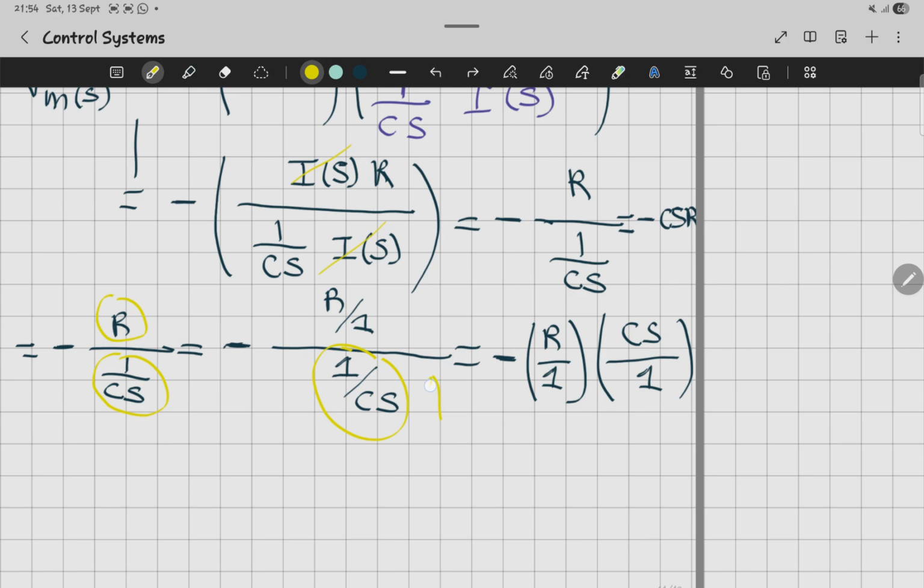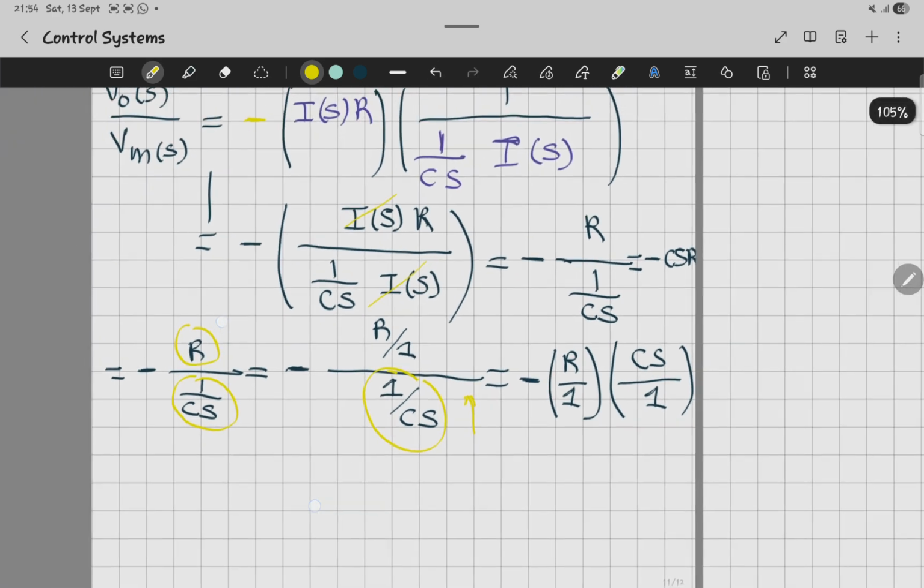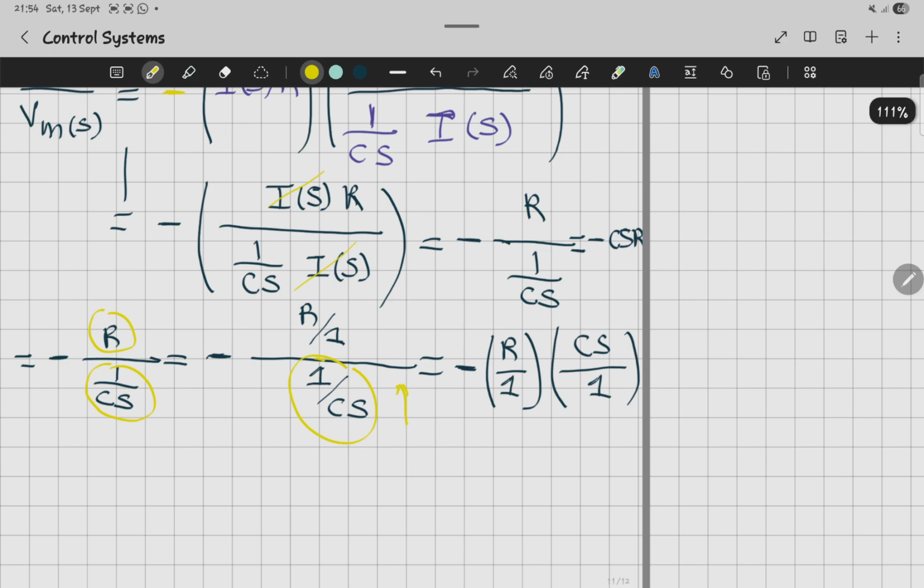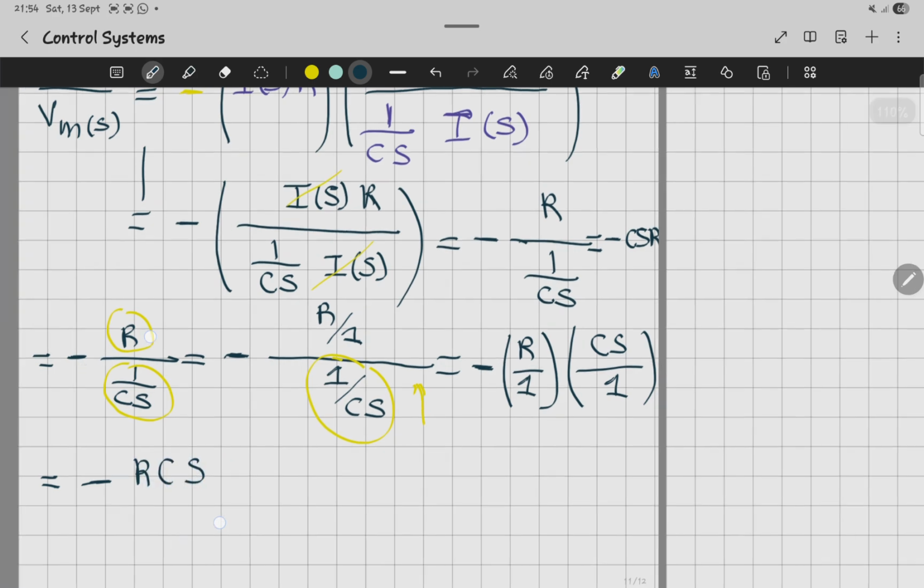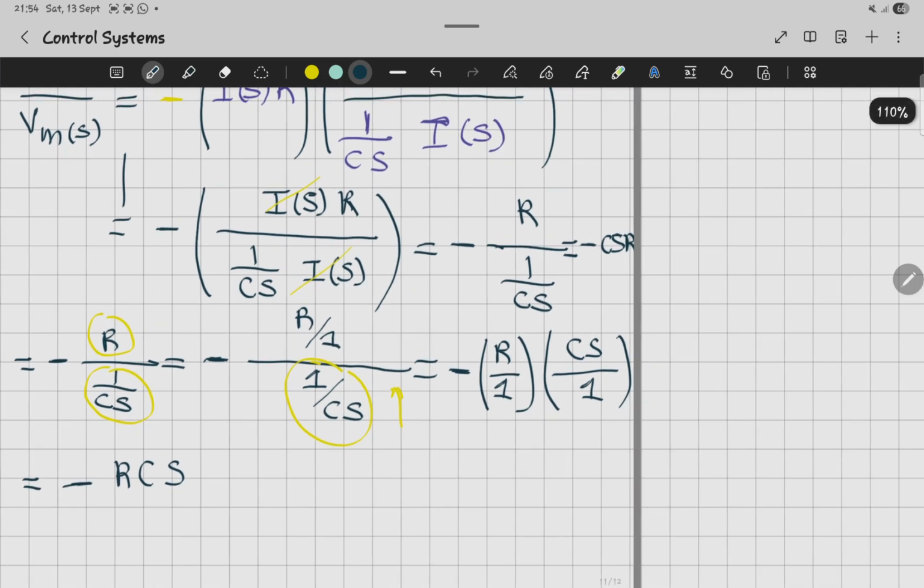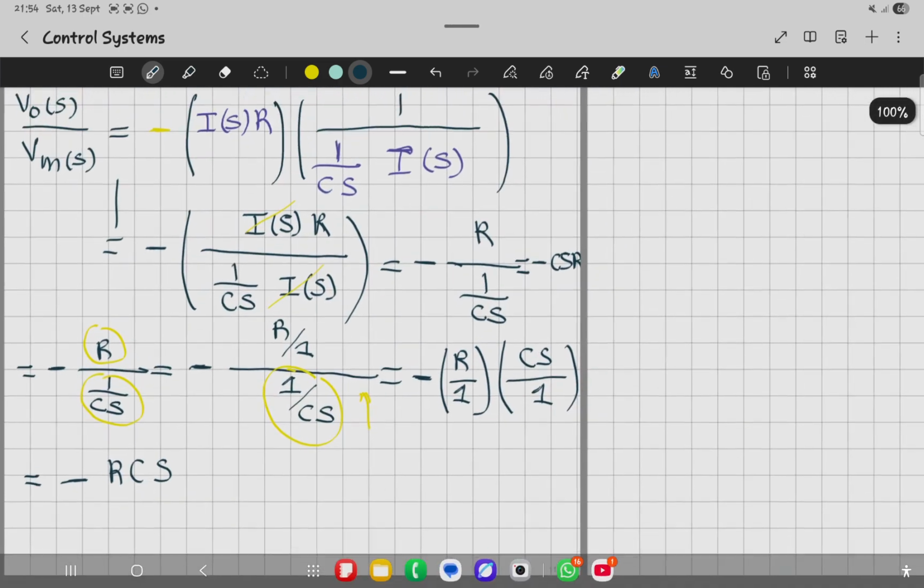Let me just put a nice sign so that we can see we have reversed that equation. And then later on, it will give us something like this: negative RCS. That's what we get for our transfer function.